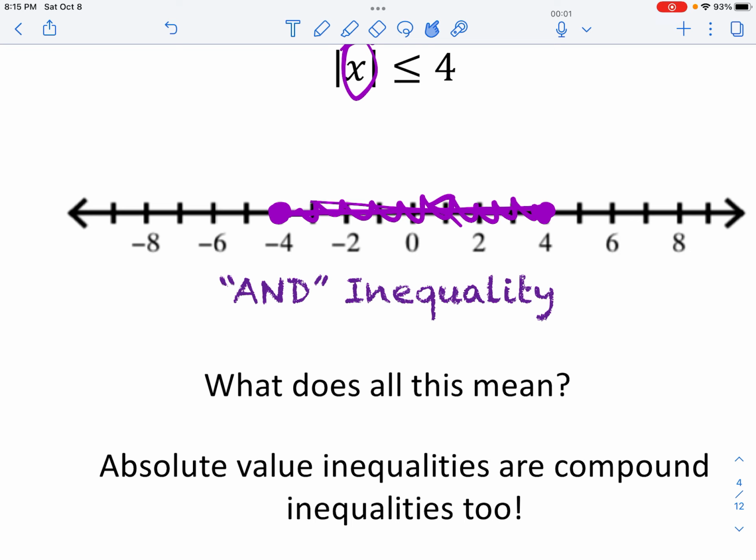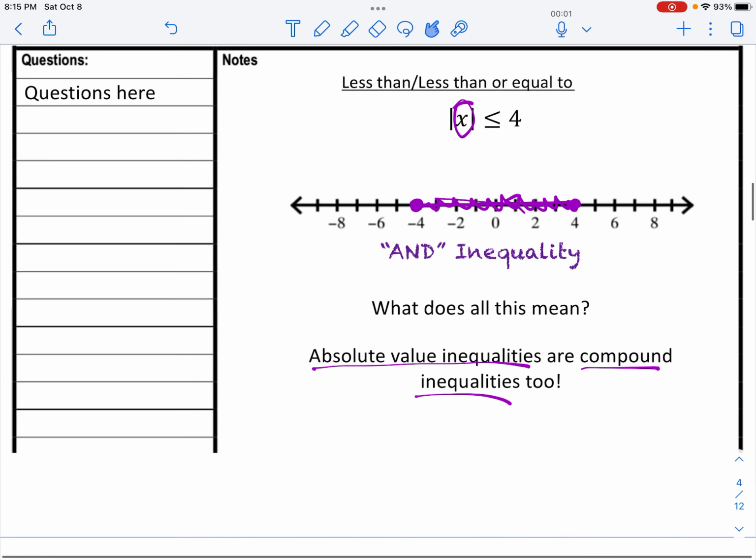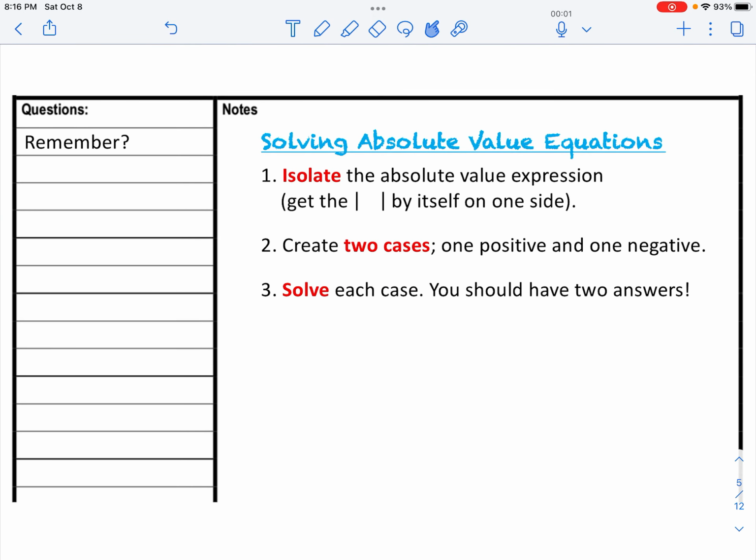So what does this all mean? It really means that absolute value inequalities act just like compound inequalities, because they are. Really, that's the important piece. So they can be a little bit weird. So the compound inequalities part, make sure you know how to do that, and then you can handle these.